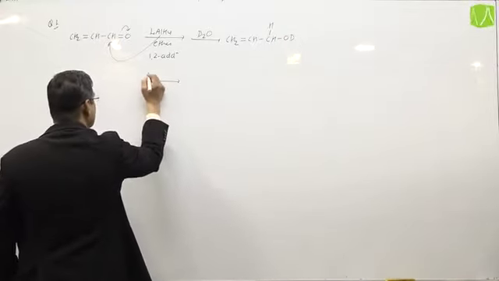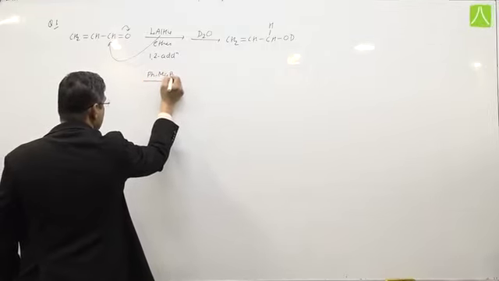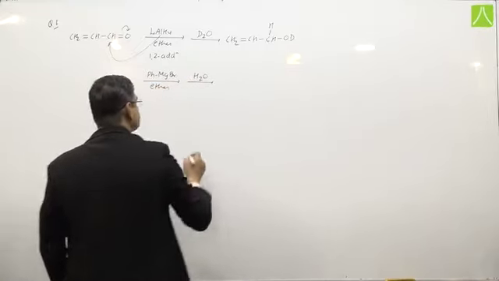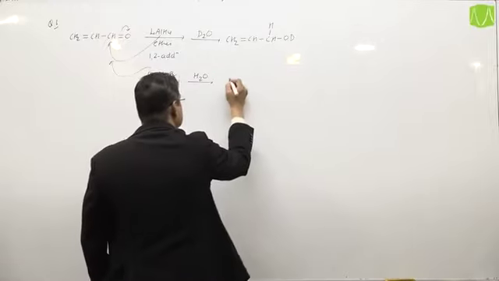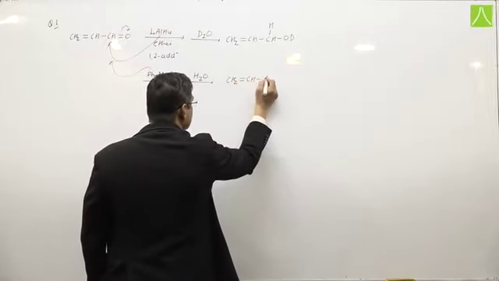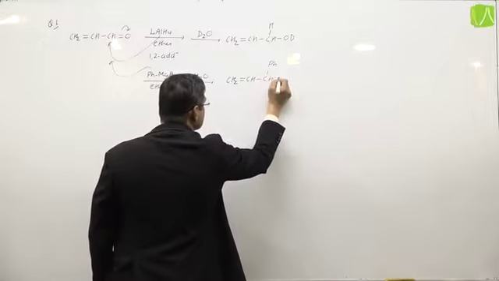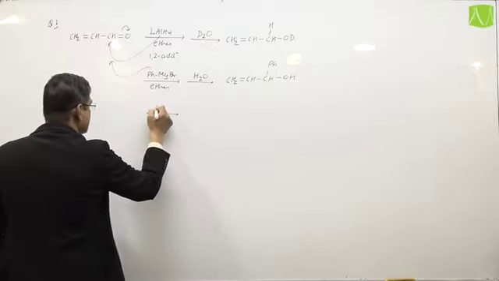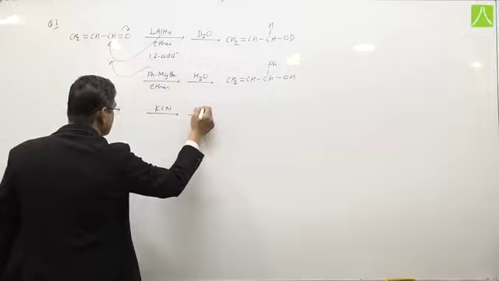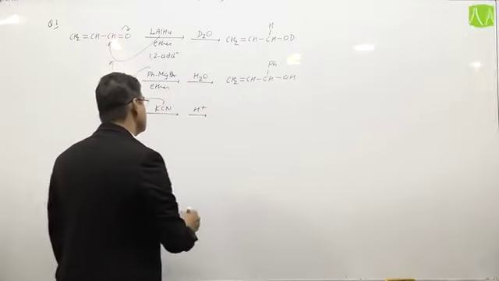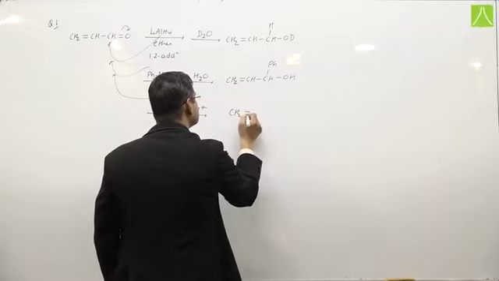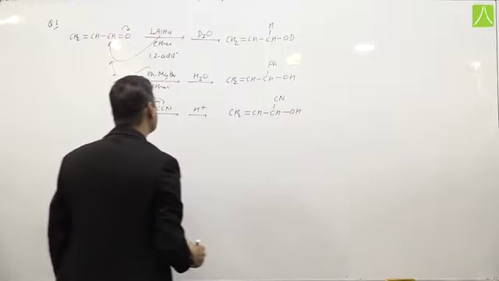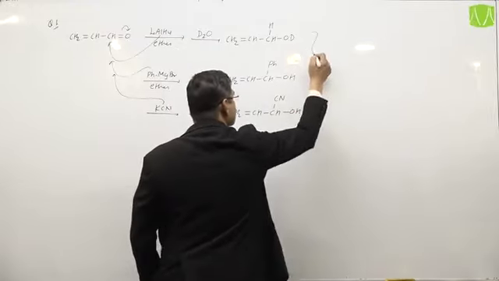Suppose I take PhMgBr, then H2O in presence of ether. Again, this is 1,2 addition. Suppose I take KCN, H plus. So it prefers again 1,2 addition. So these all are 1,2 addition reactions.